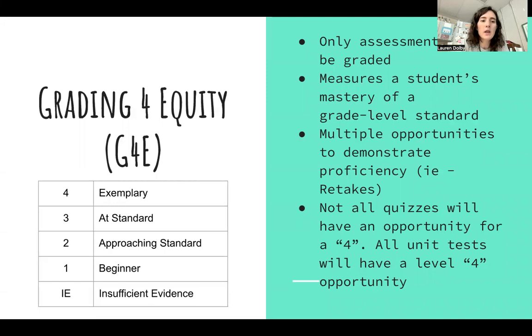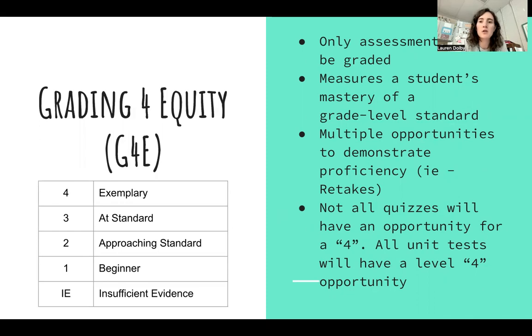Here at IMS, we use grading for equity, and on the left-hand side you will see the grade marks. Some of the things to note with grading for equity is that only assessments will be graded. We don't call it homework, we call it daily practice, and that is not part of a student's grade. I believe it is really important for students to complete it, but it does not count for their overall grade.